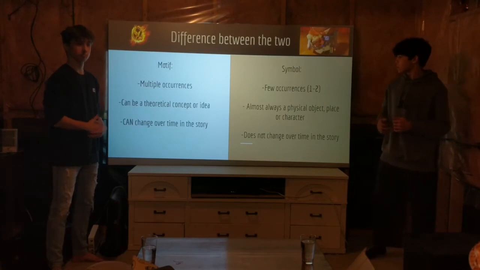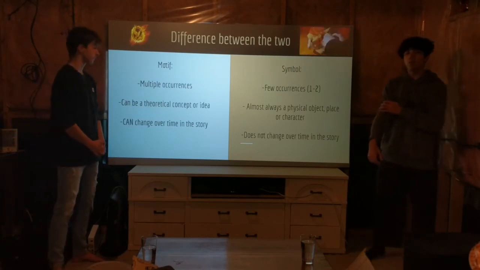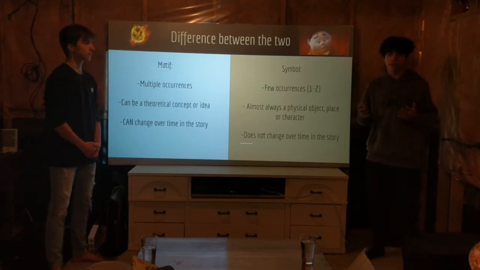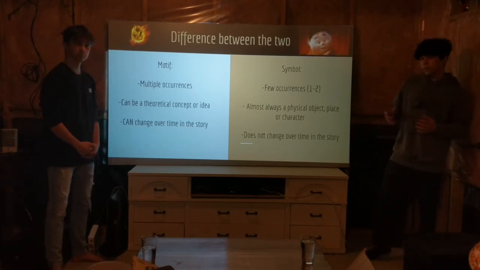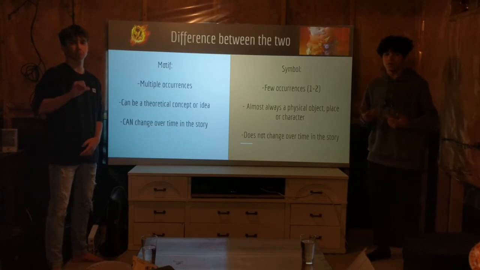Now the symbol. The symbol only has a few occurrences, and mostly it's one or two in the story. And it's almost always a physical object, or a place, or a character. And under no circumstances can a symbol change over time in the story.